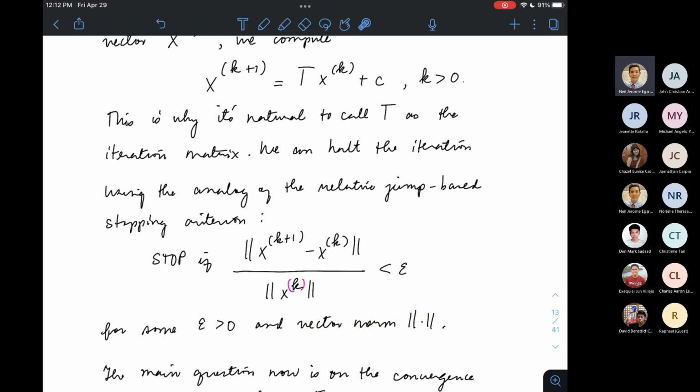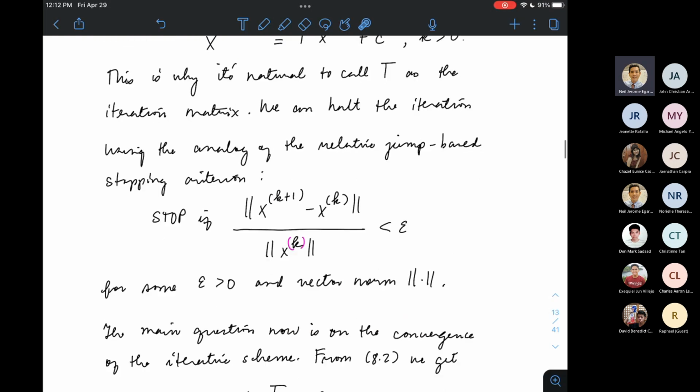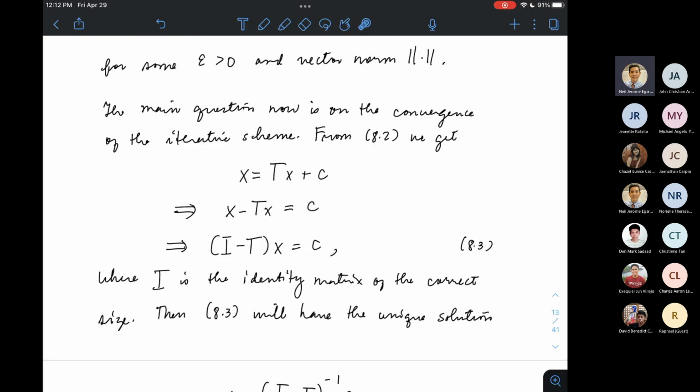Okay? So, that equivalence tells us na pag nag-converge yung iteration with respect to one norm, magko-converge din siya sa iba pang klaseng norms dun sa vector space natin. Okay? So, the main question really is the convergence of the iterative scheme. Actually, dalawang bagay pala yung main questions. Una, kailan nagko-converge yung iterative scheme? At saka pangalawa, paano natin mahanap si T at saka si C? All right? Let's address the first question first. When is the iteration convergent?